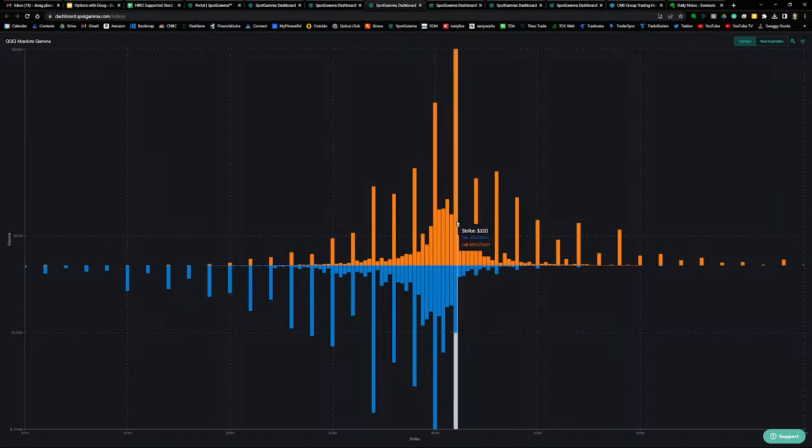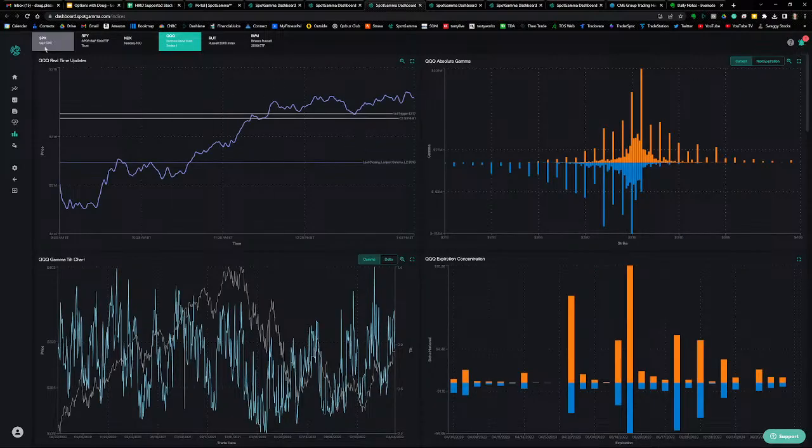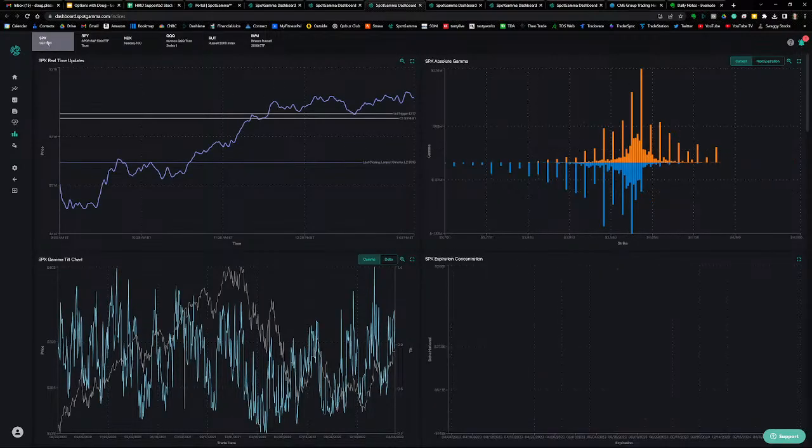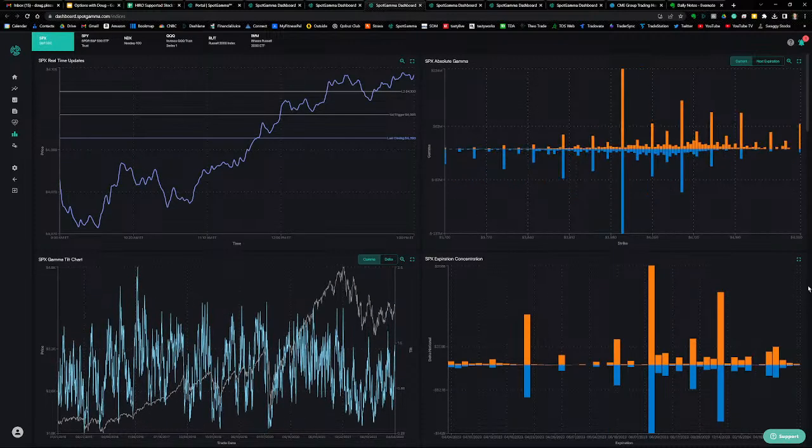And there's 320, the call wall. That's pretty obvious. And then 300, the put wall. All right, so those are the key daily levels for both the S&P 500 and the NASDAQ.